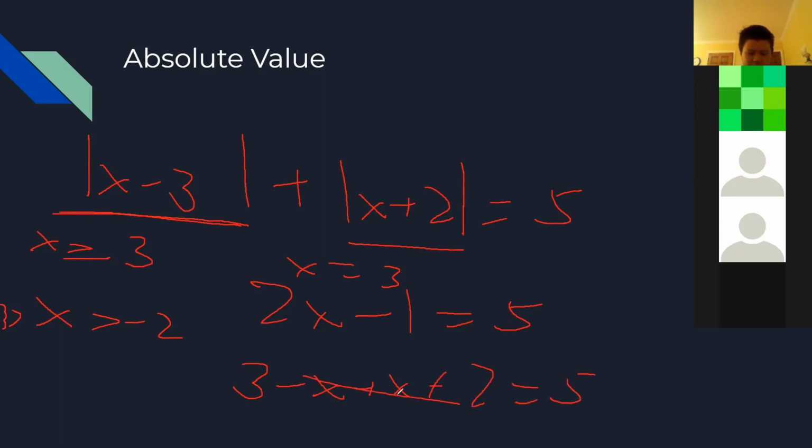So these two cross out, and interestingly, pretend that there's an equal sign here, this means that anything between -2 and 3 is a solution. So put in anything between -2 and 3, it works. What about the last interval?